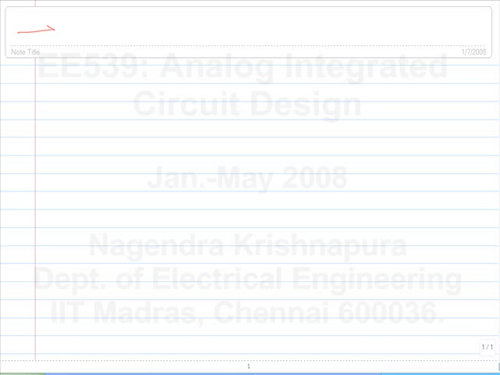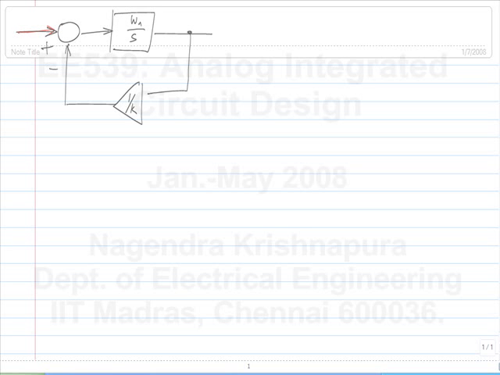So the system we had was to take the difference between the input and divided version of the output, integrate it and drive the output. This we know in steady state drives the output to k times the input. Okay. So if you have a stationary or DC input, the output will be exactly k times the input.